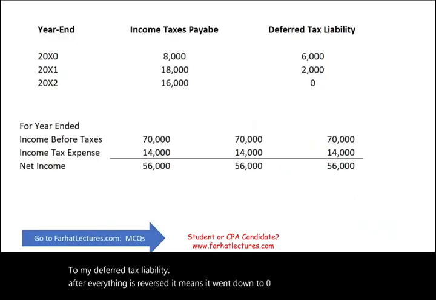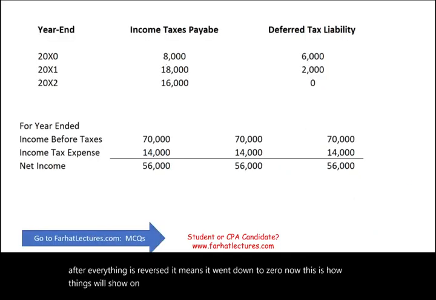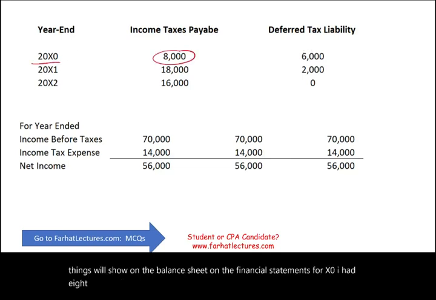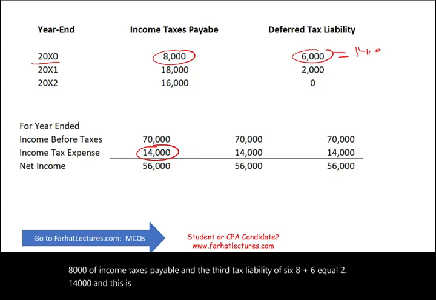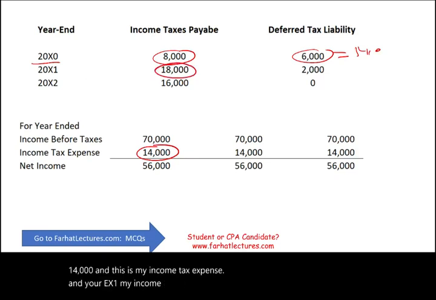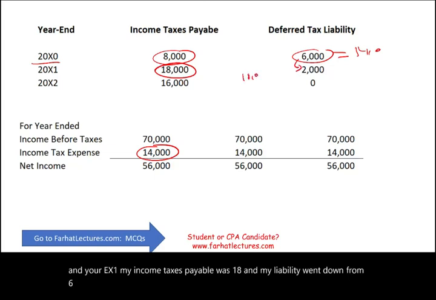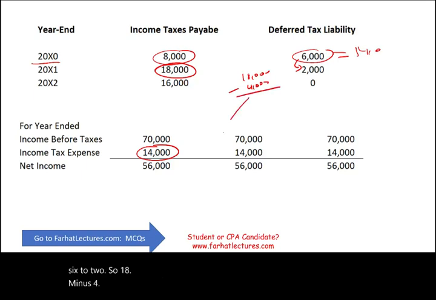Now, this is how things will show on the balance sheet, on the financial statements. For X0, I had $8,000 of income taxes payable and deferred tax liability of 6. 8 plus 6 equal to $14,000. And this is my income tax expense. In year X1, my income taxes payable was 18, and my liability went down from 6 to 2. So 18 minus 4 is $14,000. And this is my income tax expense for year 2.